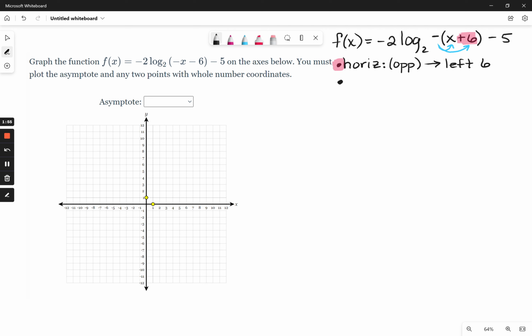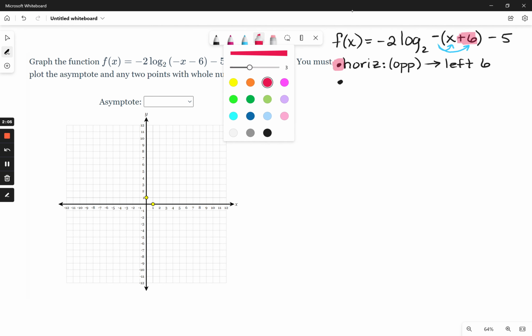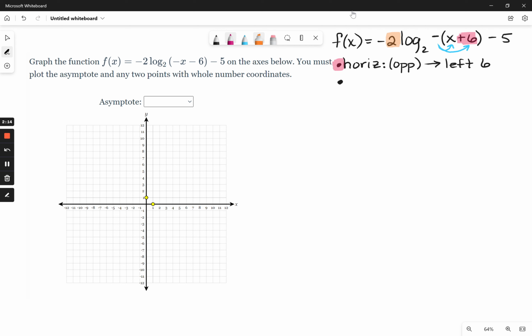The next transformation on our list is, is there any multiplication going on? So what you do is you look to see, okay, well, right now I do see a coefficient of my logarithm happening, and the coefficient is a 2. It's a negative 2, but I'm going to look at just the 2 for a second. That is my vertical stretch, okay? Multiplication implies stretch or compression. In this case, I have a vertical stretch by a factor of 2.